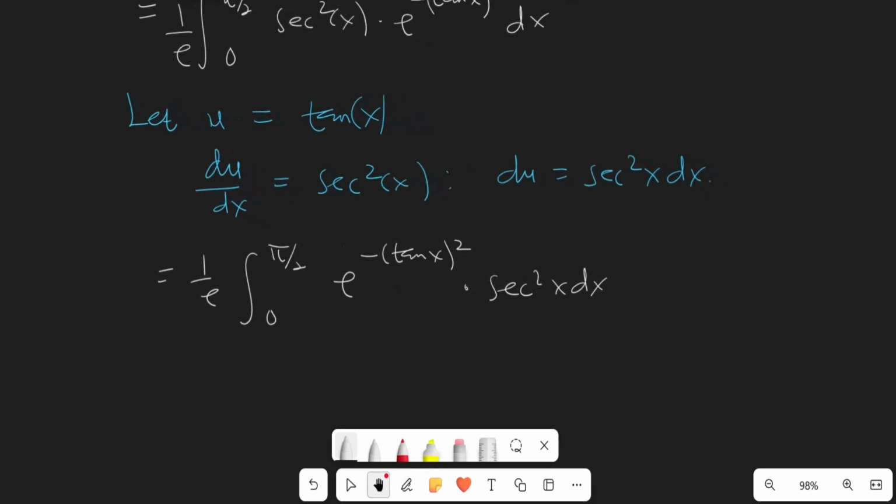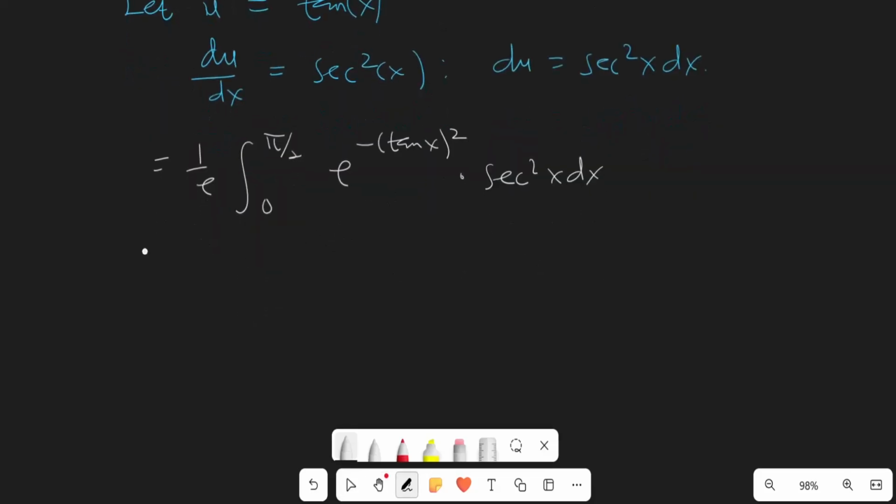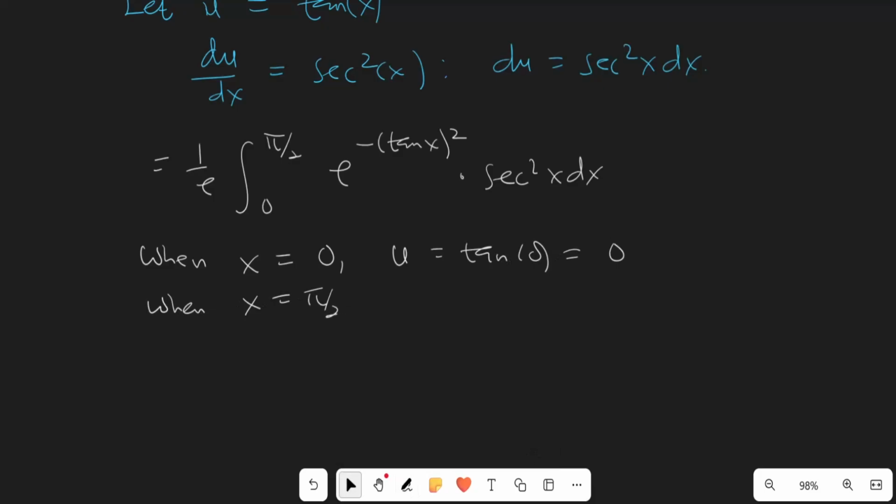But then let's do the change of limits. When x is equal to 0, what happens to u? u is tan of 0, and tan of 0 is 0. What about when x is equal to pi over 2? u is going to be tan of pi over 2. That's tan 90, which is infinity.